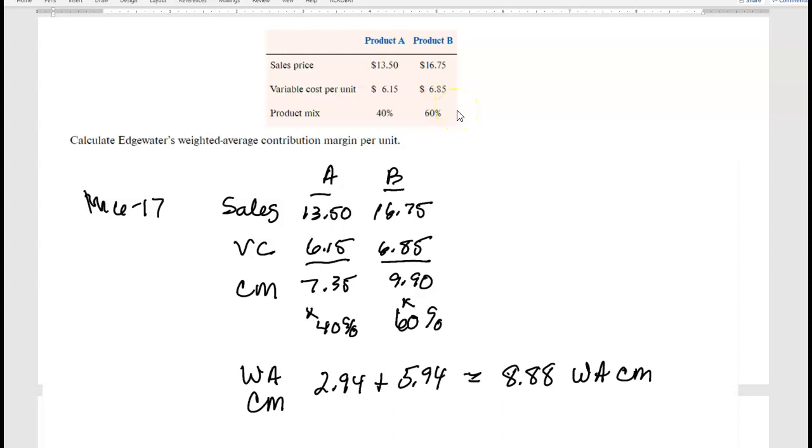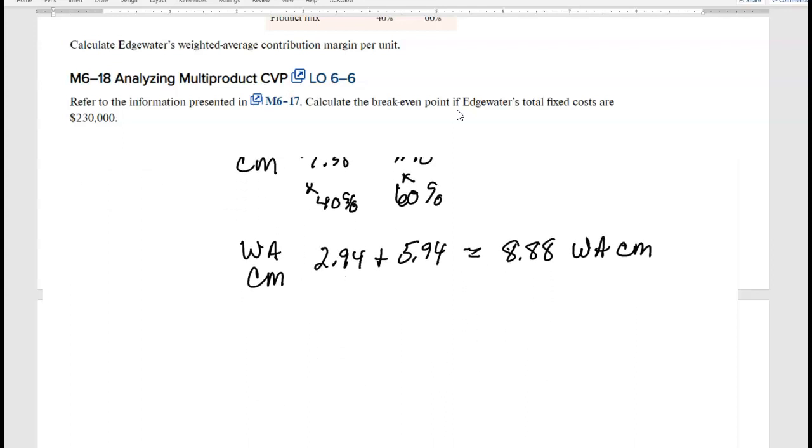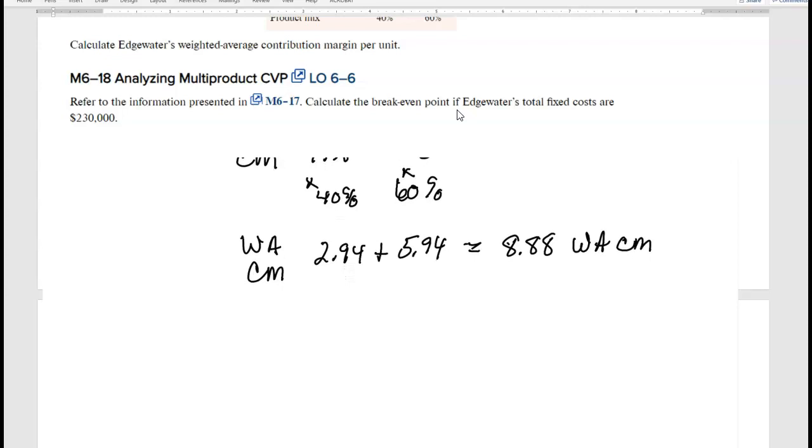So why do we need that? Because we need that to calculate break even. So now they're asking us to calculate break even. We have the weighted average contribution margin, and they're asking us to calculate break even if their fixed costs are $230,000. So M6-18, break even is equal to fixed divided by the weighted average CM per unit.